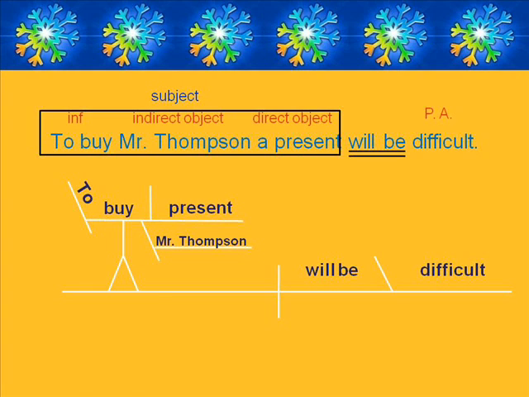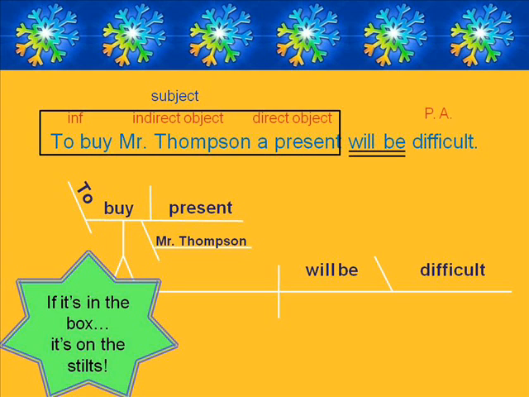Now remember that if it's in the box, it's on the stilts. Just like we did with gerund phrases, we do that here with infinitive phrases. So all the words that are in the box are up on the stilts of the infinitive phrase.